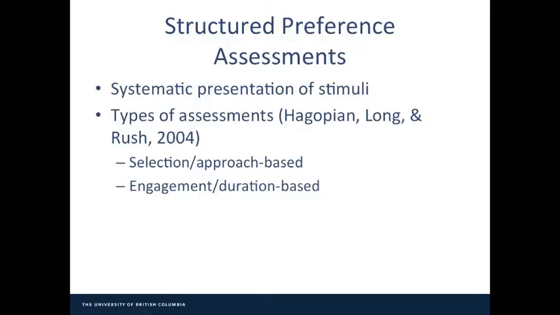The information that we gather from this type of interview could then be used to design a structured preference assessment. As I mentioned, structured preference assessments provide us with information about what items, foods, or activities someone likes or dislikes. Conducting a structured preference assessment typically involves presenting stimuli in a systematic way and then observing how often the person either selects each item or how much time they spend engaged with those items.